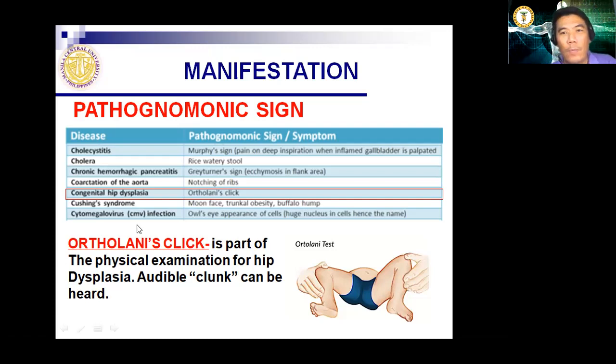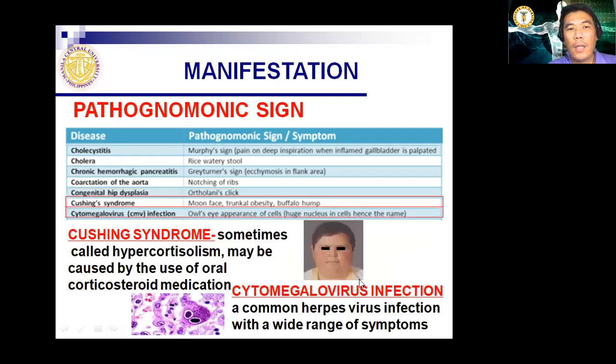Cytomegalovirus infection. A cytomegalovirus infection is usually an STD. And usually, an owl's eye appearance is identified. So can you see an owl's eye? It is described accordingly. So this is one.